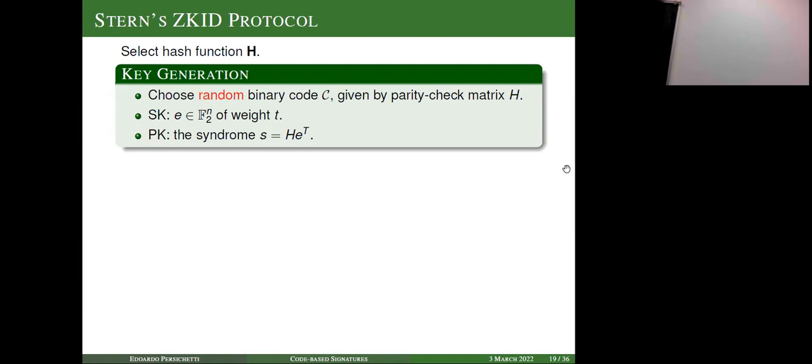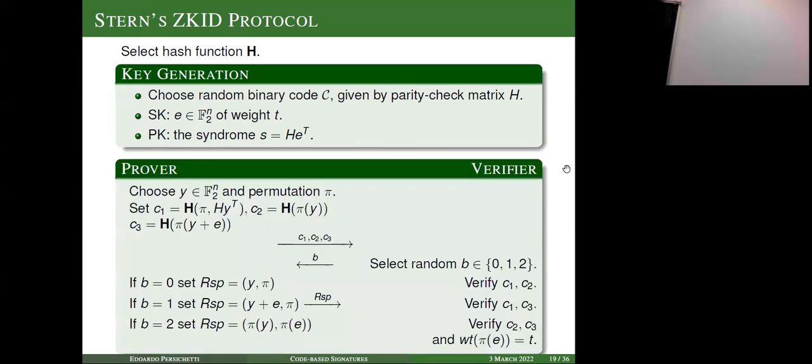But now I have to convince the verifier that I know this low weight error vector. How do I do it? I choose a random vector Y and a permutation. Permutation is used because a permutation preserves the Hamming weight. So I can publish the permuted version of my secret, for example, and then it looks like a random error of that weight. Well, you already know that the error has that weight, so you really learn nothing. If I publish my permuted error, you learn nothing about it.